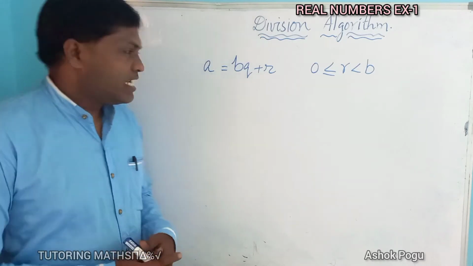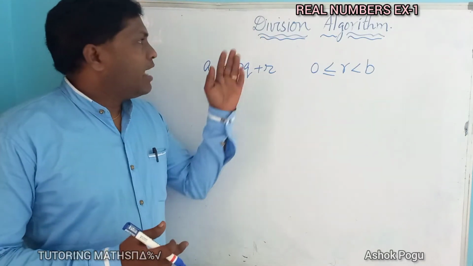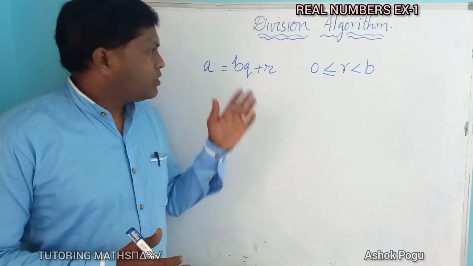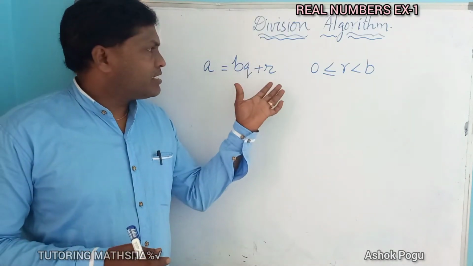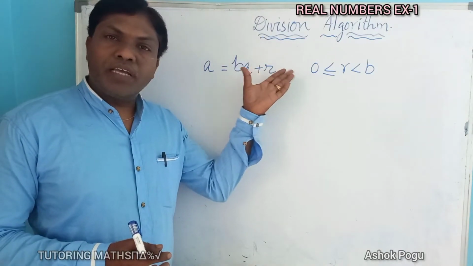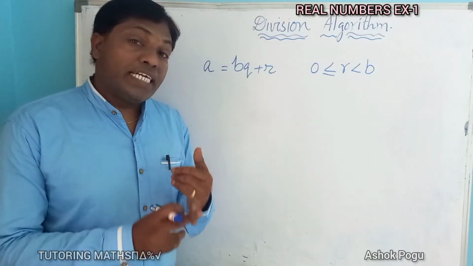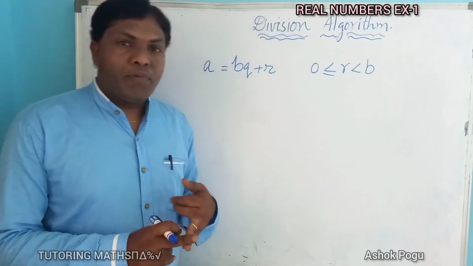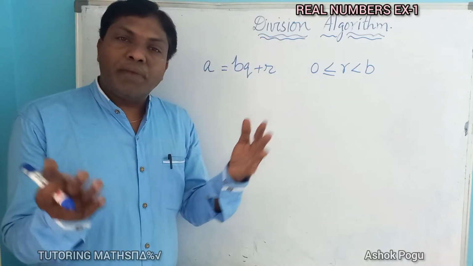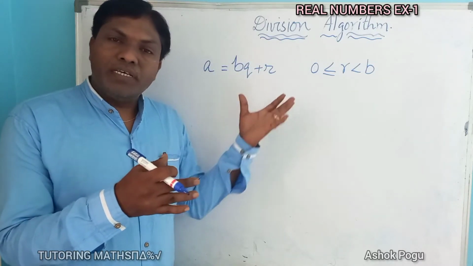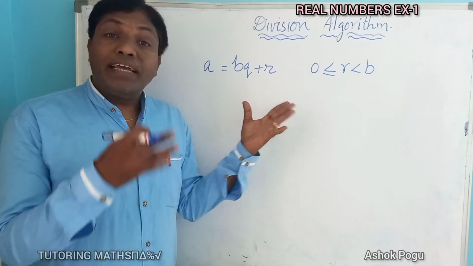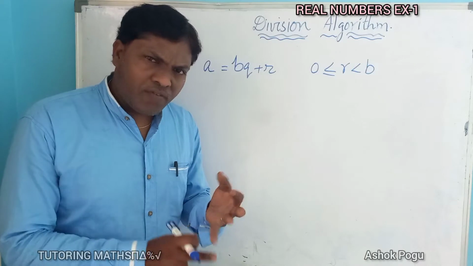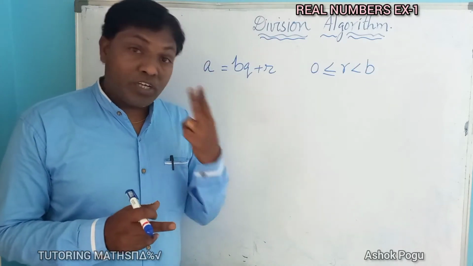Welcome dear students, and let us discuss the division algorithm given by Euclid. That is today's topic. It is also called Euclid's division lemma, because the division algorithm and Euclid's division lemma are almost the same. With the help of Euclid's division lemma, we find the HCF of any two positive numbers.